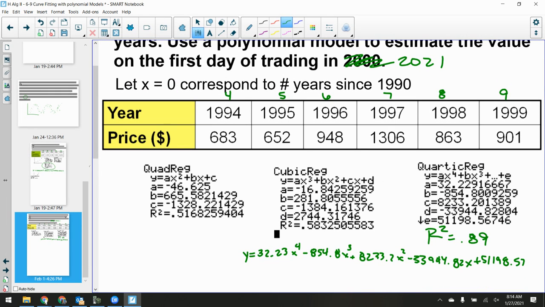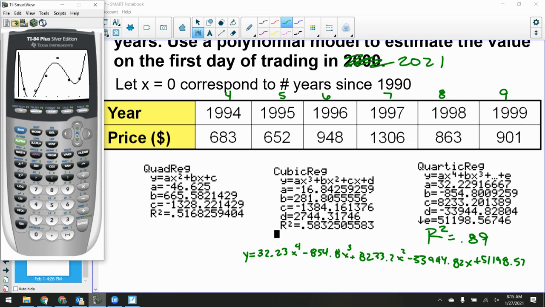Okay, so based on this model, let's try to figure out what the price is going to be in 2021. Now, am I going to plug in x? No, we would all agree that the year is the x value, correct? What am I going to plug in for my x value? Am I going to plug in 2021? What am I going to plug in? 31. Because I said let x equal 0 correspond to the number of years since 1990. That means 31 years past 1990. Because this is an x value, this is a little easier. I can say second, calculate, value of 31.